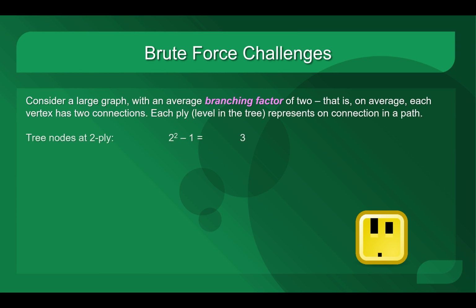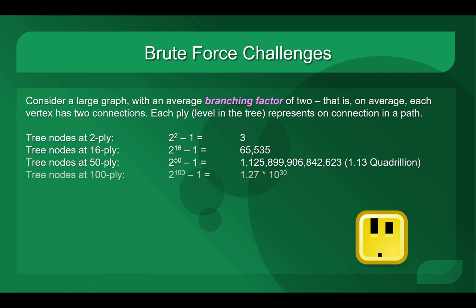So if we have a tree that's 2 ply, that is, it has 2 levels, then the number of nodes in that will be 2 squared minus 1, which is 3. And if you think about it, that makes sense. We have the root node, and then we have its 2 children. If we go 16 levels down, that's about 65,000 nodes. So far, so good. But we did say this was a large graph. What about 50 or 100 levels?